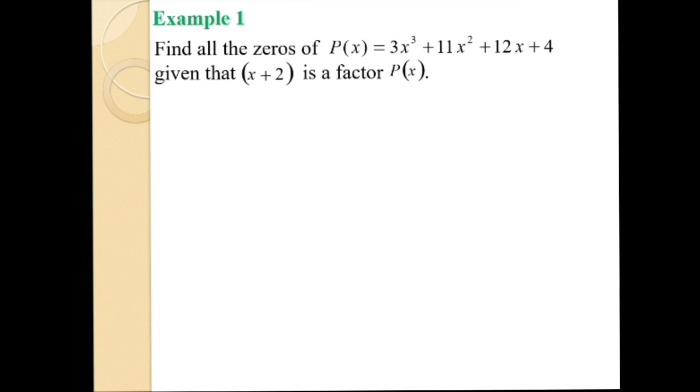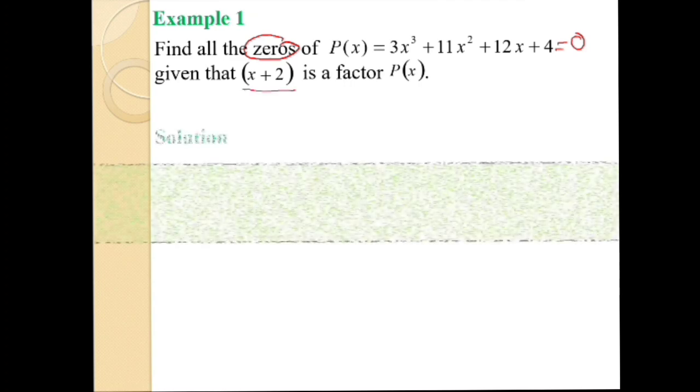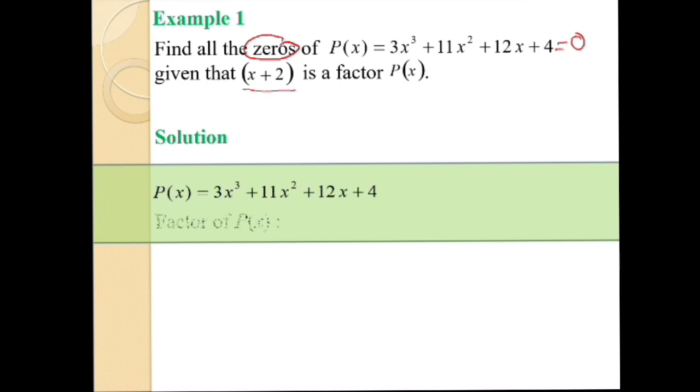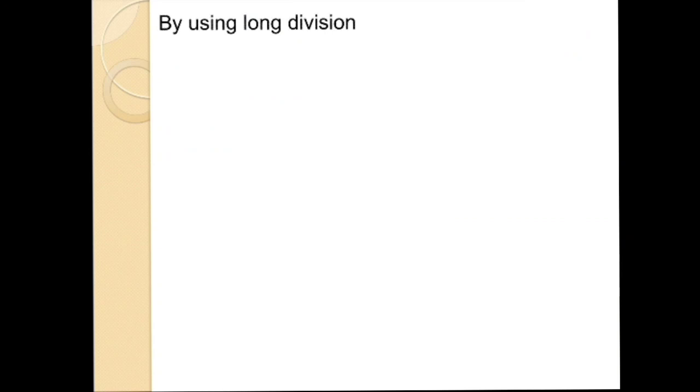Okay, let's look at example 1. Find all the zeros of polynomial p(x), given that x plus 2 is a factor of p(x). Remember, zeros is just the number that makes this whole polynomial equal to 0. And one of the factors is given. So since we know x plus 2 is one of the factors, we have to use long division to find the other two factors.